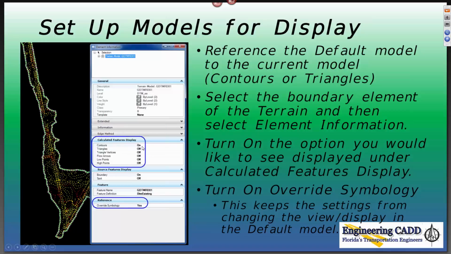So I turn on my contours, but something important to remember is that I need to turn on the override symbology. If I don't turn this on, don't ask me why it works this way, I haven't gotten my head wrapped around it exactly. But even though it's in a reference, if I do not turn this on and I start changing the display, then it changes the display in my default model as well. Okay, so it's important that I turn this override symbology on.